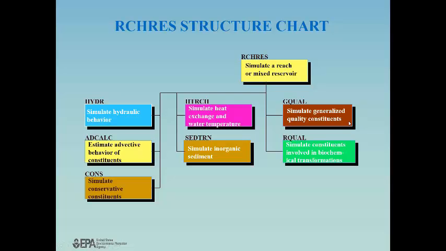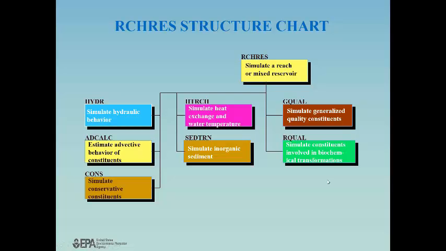GQUAL is used to represent any kind of generalized user-specified water quality constituent, and typically these are when the user specifies particular metals or bacteria or fecal coliforms. That's represented within GQUAL. It also allows you to represent the interactions between your constituents and sediment in terms of partitioning both in the water column and within the bed. So it allows for complicated sediment-contaminant interactions.